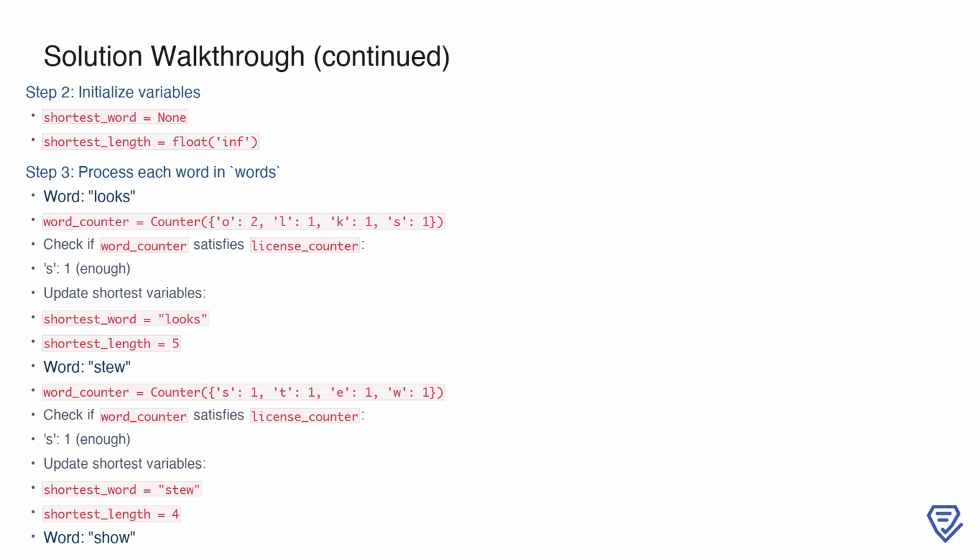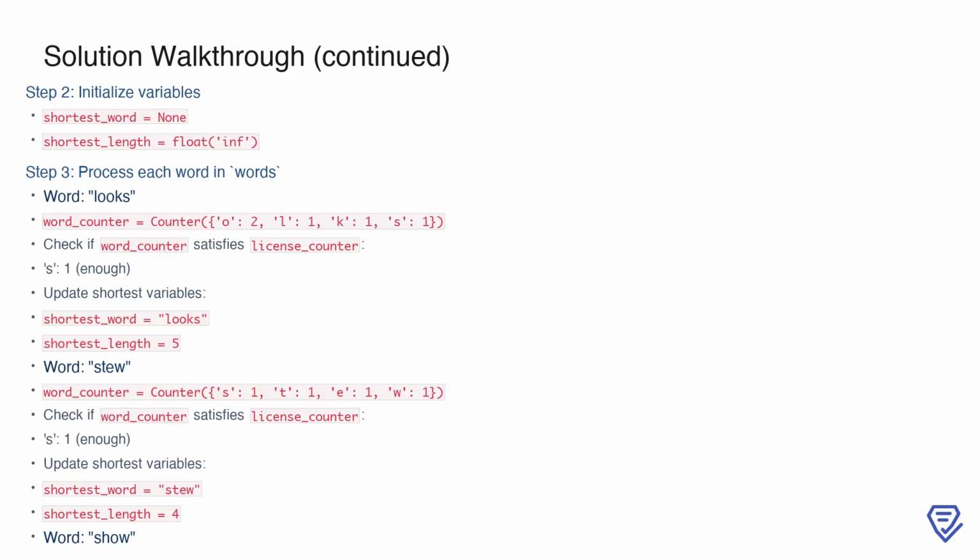For the word looks, its frequency count is word_counter equals Counter, o2, l1, k1, s1. Since it has at least 1 s, it satisfies the license_counter. We update the shortest variables, shortest_word becomes looks, and shortest_length is set to 5. Next, we analyze stu. Its frequency count is Counter, s1, t1, e1, w1. This also satisfies the license_counter and, with a length of 4, it's shorter than looks. Therefore, we update shortest_word to stu and shortest_length to 4.